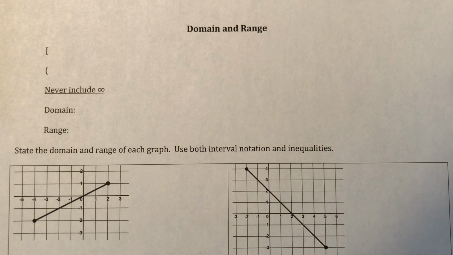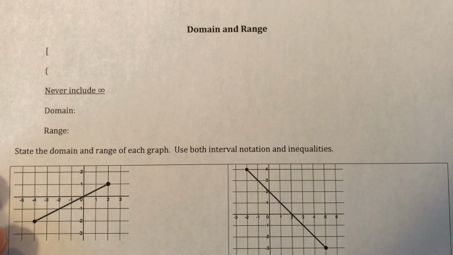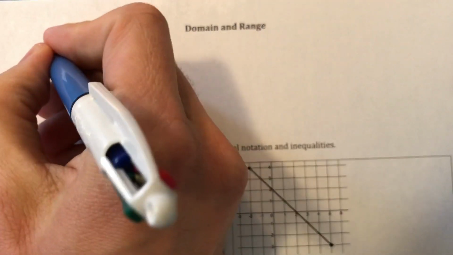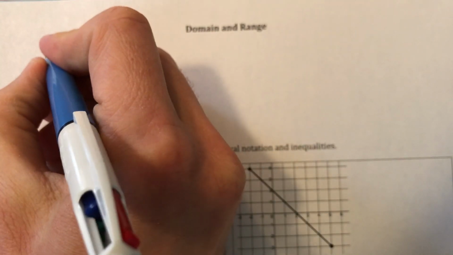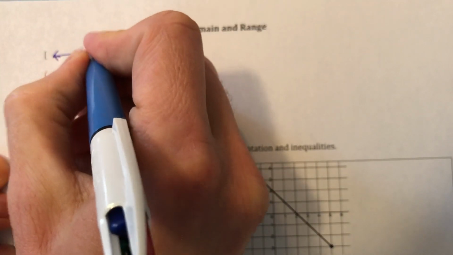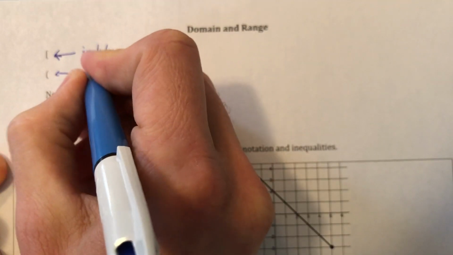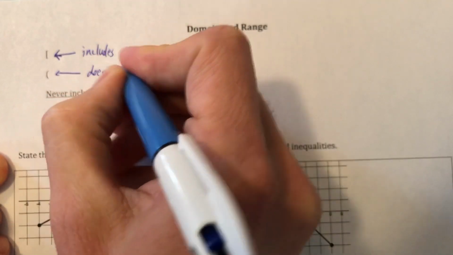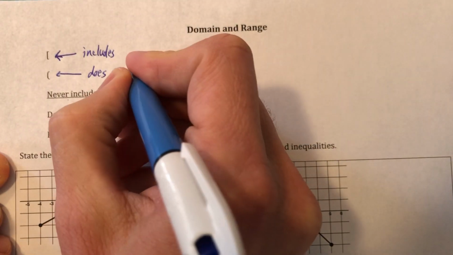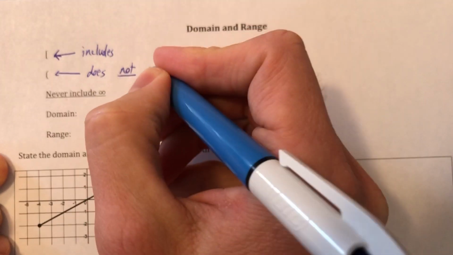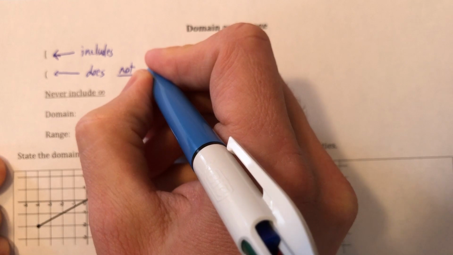Let's talk about a little domain and range. You probably have heard of those words before in a mathematical context, and I'm just going to start a little out of context and point to this bracket and say this means that it includes, and this means that it does not include. You could say exclude. But anyway, it does not include.